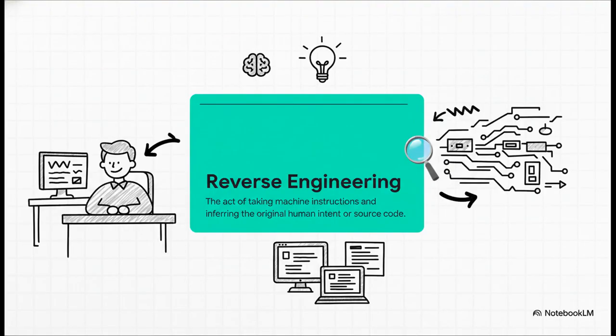Think about it. A programmer writes code with a clear goal in mind. They use descriptive variable names, they build logical functions, it all makes sense. But the computer, it sees none of that. It just gets a stream of raw, cryptic instructions. So reverse engineering is the art of working backward, taking those instructions and piecing together the original human idea.